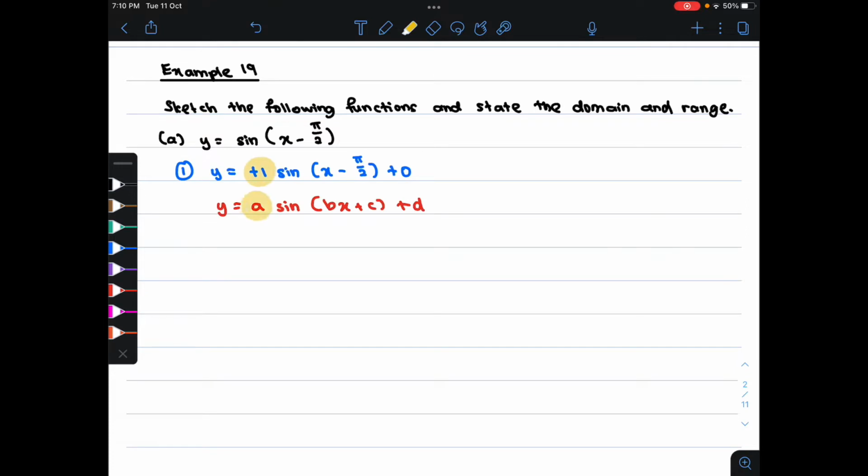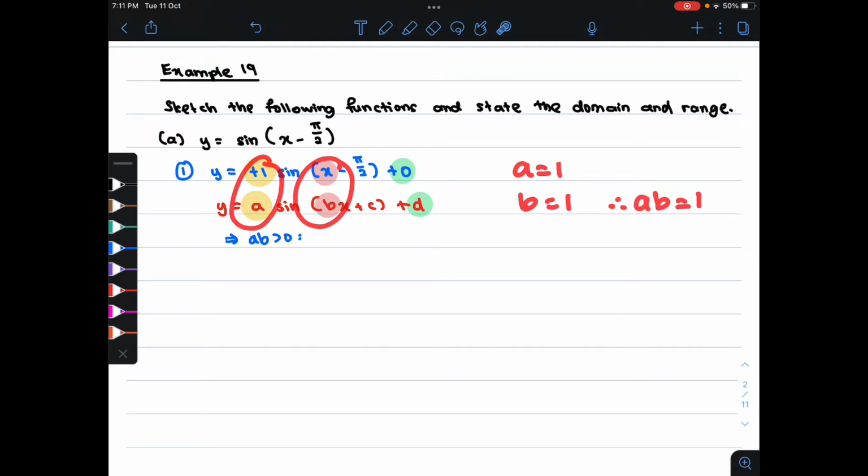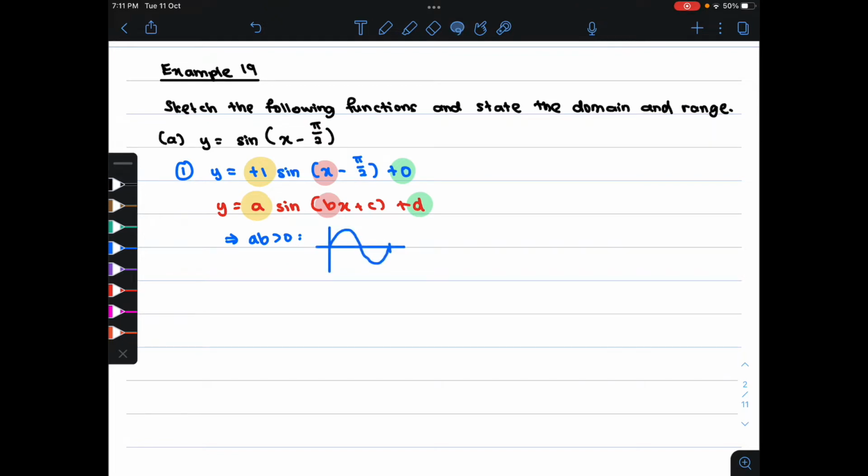Here you can see that a is positive 1, b is positive 1 and d is 0. So when you times a with b, a is 1, b is also 1. Therefore, ab will give you 1, which is positive. So you know that ab is positive. Hence, your graph looks like this.